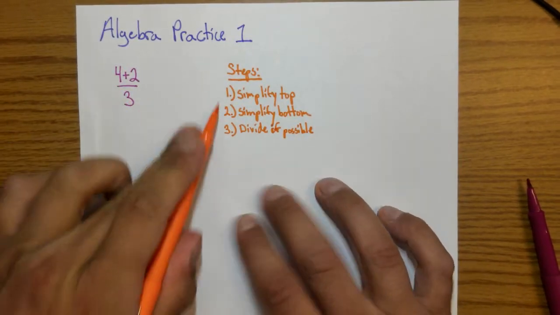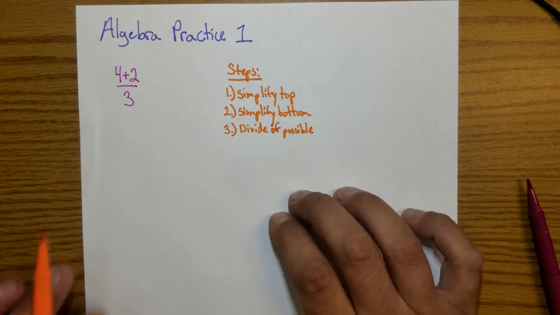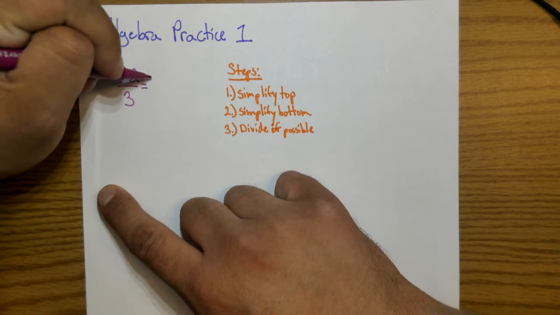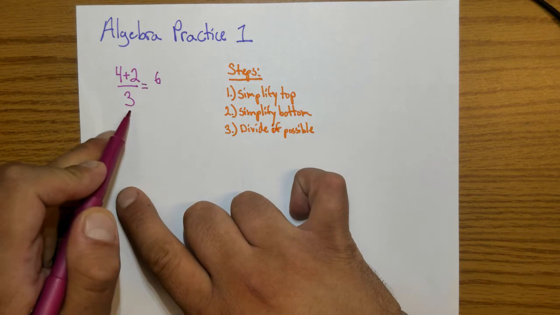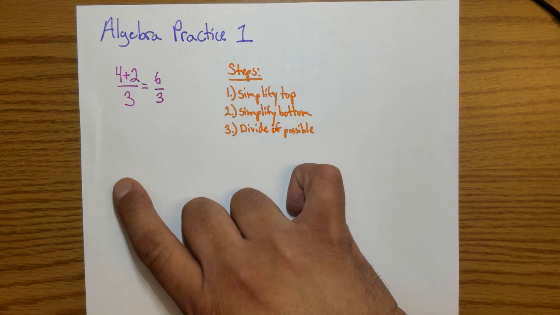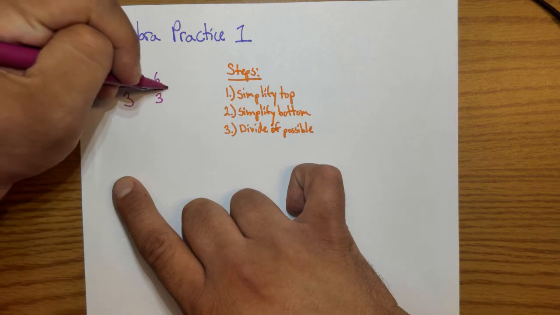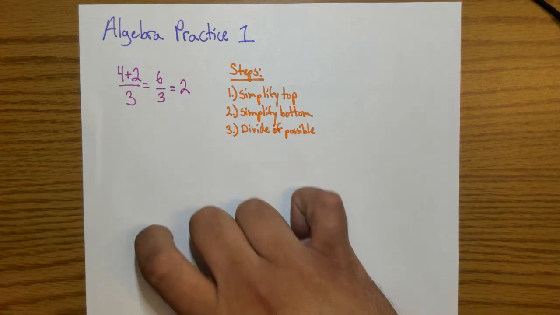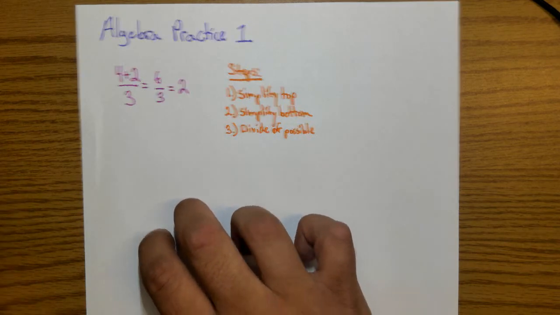So let's apply these steps to this problem right here, this 4 plus 2 divided by 3. Well, let's go ahead and simplify the top. 4 plus 2 is we know to be 6. And we've done step 1. Step 2, simplify the bottom. Well, it's already simplified. So 6 over 3. And then finally divide if possible. Well, 6 divided by 3 is what? 2, right? So this 4 plus 2 divided by 3 simplifies to just 2, and we get that just by following those steps. Let's try another one here.